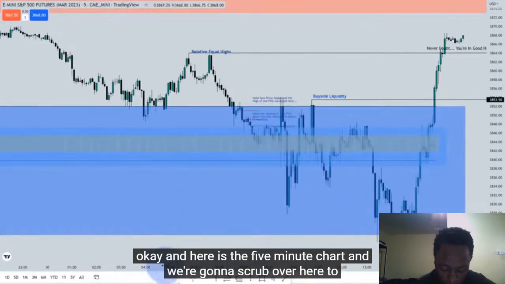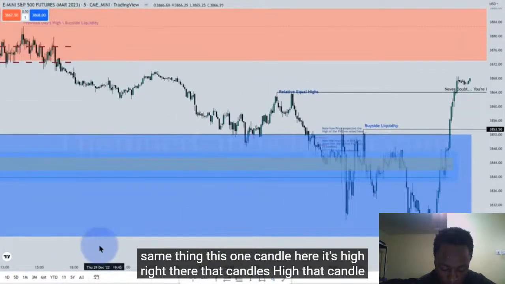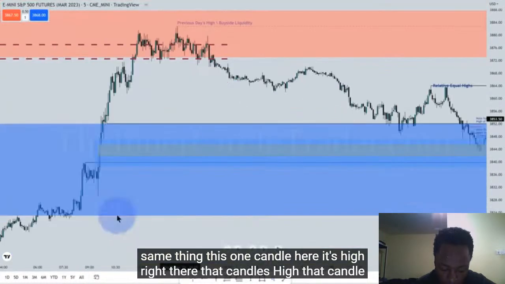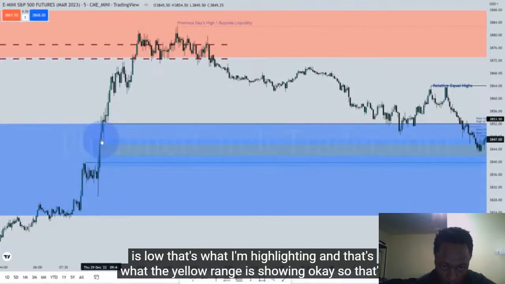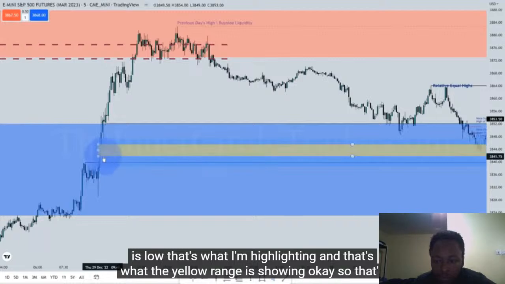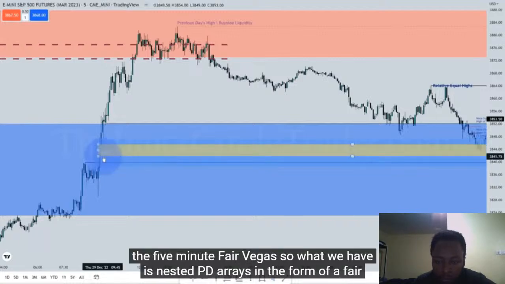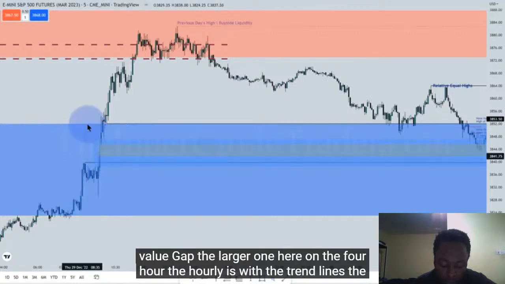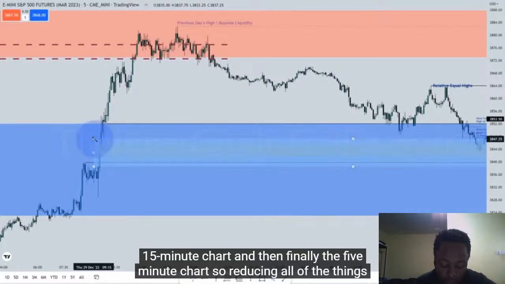And we're going to scrub over here to the same thing. This one candle here, its high right there. That candle's high. That candle's low. That's what I'm highlighting, and that's what the yellow range is showing. Okay, so that's the 5-minute fair value gap. So what we have is nested PD arrays in the form of a fair value gap. The larger one here on the 4-hour, the hourly with the trend lines, the 15-minute chart, and then finally the 5-minute chart.